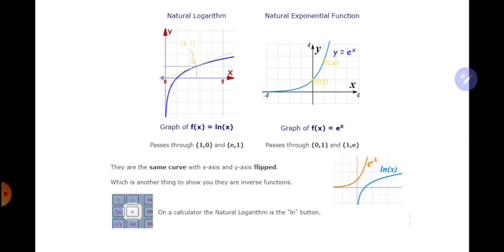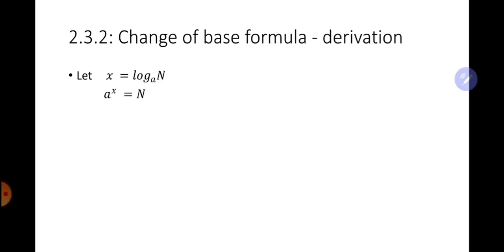Alright, let's look at the relationship between the natural logarithm and the natural exponential function. They are actually the same curve with the x and y axes flipped. You will learn from Dr. Siti later how these two are related, and actually the natural log and natural exponent function are inverse functions. On your calculator, the natural log is indicated with the ln function, you can see it on your calculator.